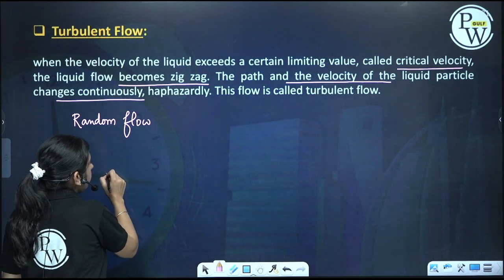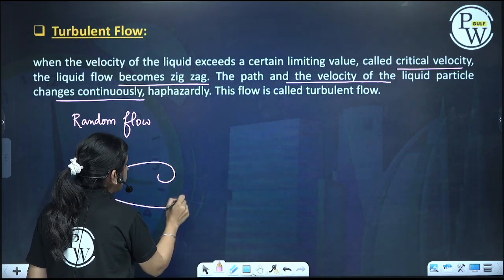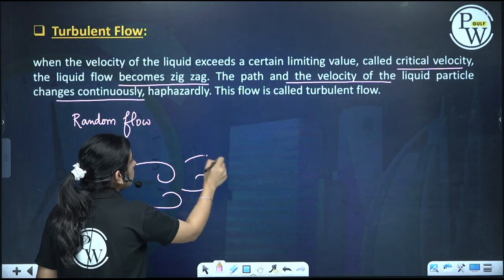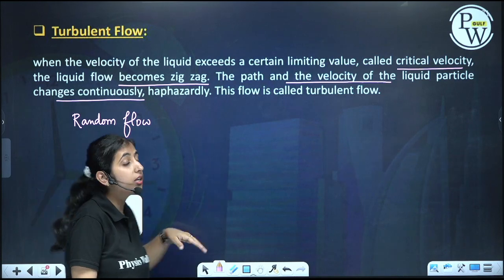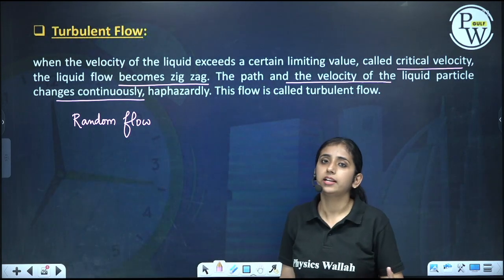When a liquid is flowing like this, it forms eddies, or curls. This is called turbulent flow, which has random direction and random velocity at any point.